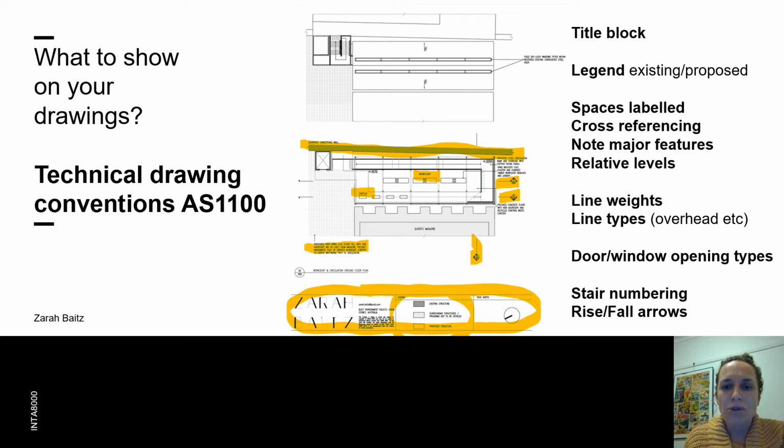You also need to show relative levels, so RLs. We can see here that Zara has these here and here because the ramp is slightly higher than the lower workshop area. We'd like to see that you are correctly using line weights to differentiate what is cut and what is not cut, to differentiate elements that you'd see in section versus elements that you'd see in elevation. We want to make sure that you're showing correct door and window opening symbols.